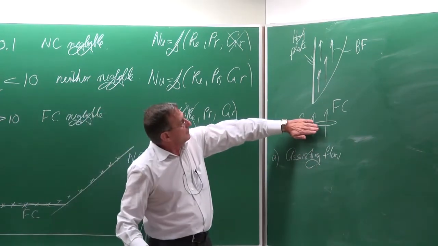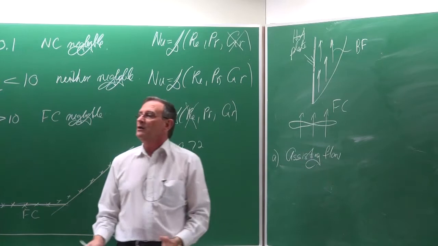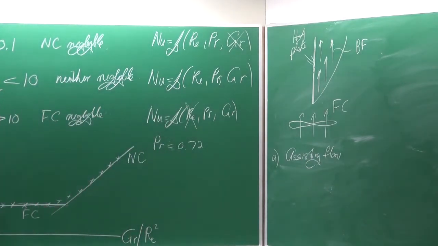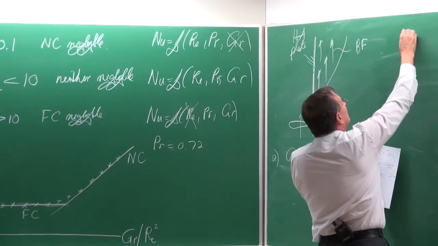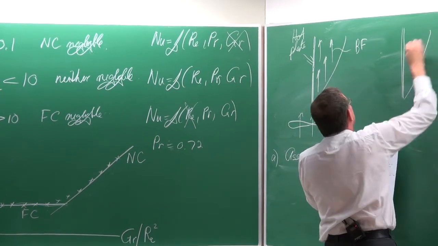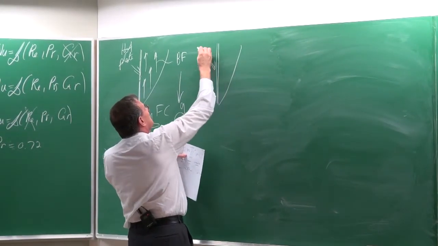Thus, if you didn't add a fan, you'll get a certain heat transfer coefficient. When you put the fan on, the heat transfer coefficients will increase, so it assists. The other case is now where we've got a cold plate. Of course, gravity is in that direction. So now we've got the cold plate.